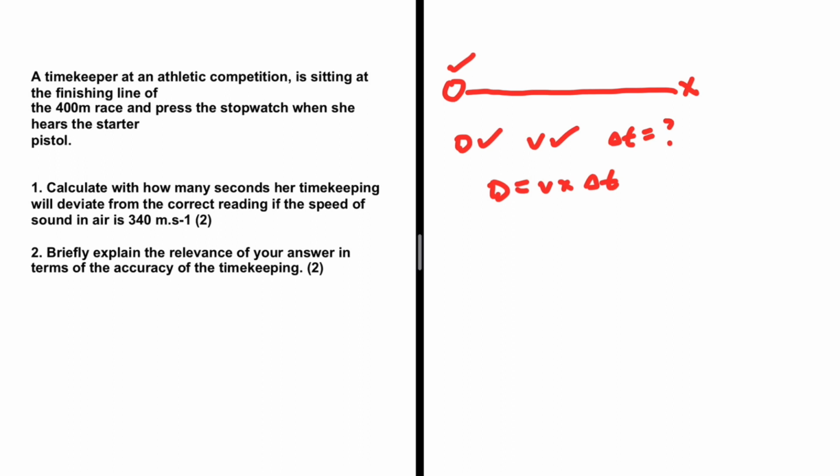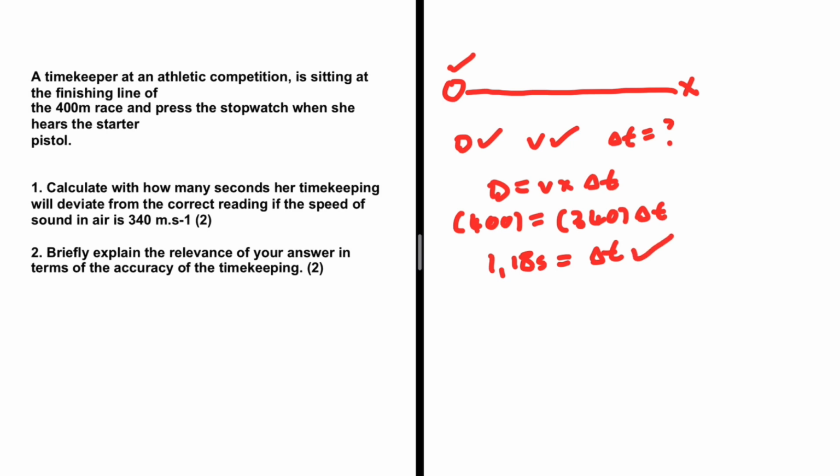The distance, 400 meters. The velocity, 340 meters per second. And we're interested in the time. Now it's just a matter of dividing both sides by 340 meters per second. And we get 1.18 seconds. So the timekeeper will only start the timer after 1.18 seconds has passed. They're already running in 1.18 seconds, and that's the only time when the timekeeper will start the timer. So it will deviate by 1.18 seconds.